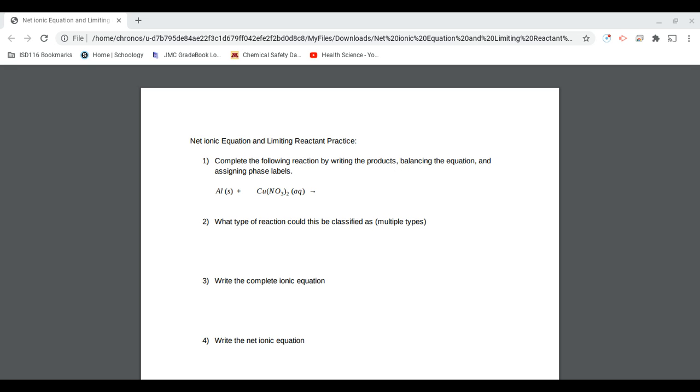So in this, we're going to go through a net ionic equation and then use that same equation to do a limiting reactant practice problem. We're going to break this down into really two parts.